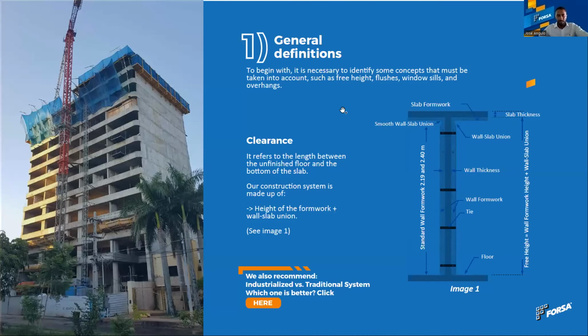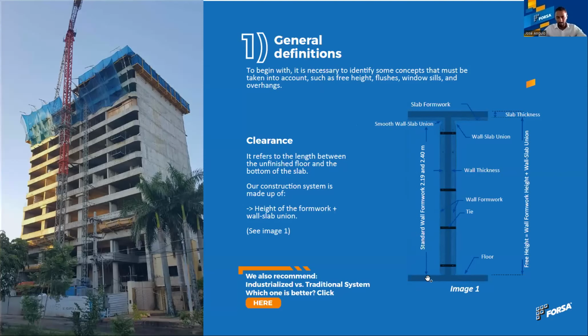Here you will see the general definitions. I'm going to talk about this clear height, which means we are going to check the distance between the slab that I have on my level. It could be the slab, it could be the foundation slab, it could be the first level, the ground floor slab.